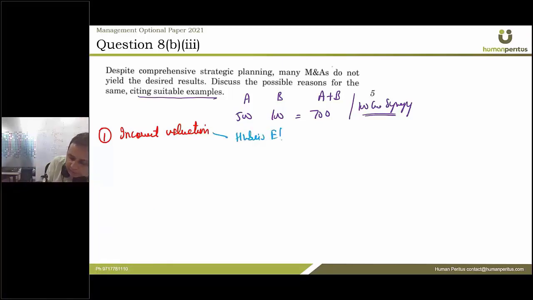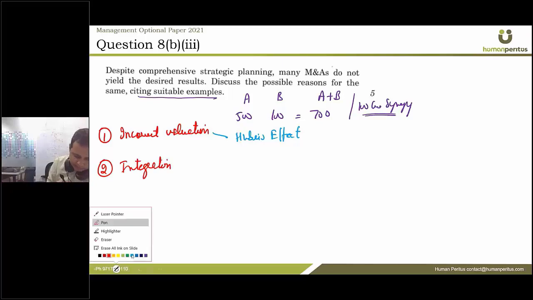Another reason why incorrect valuation can happen, so there is an effect which is known as the hubris effect. So what is the hubris effect? The managers of the acquiring company think that they are very smart, they are overconfident, and they think that they are thinking right, and in that thinking only they will keep acquiring companies even if the company has no value of being acquired. This is known as the hubris hypothesis. So incorrect valuation is the first reason why mergers and acquisitions fail.